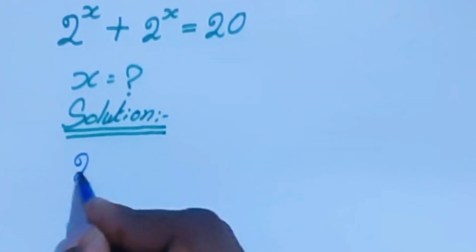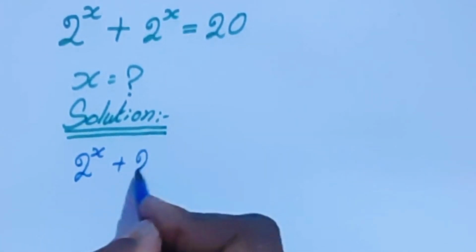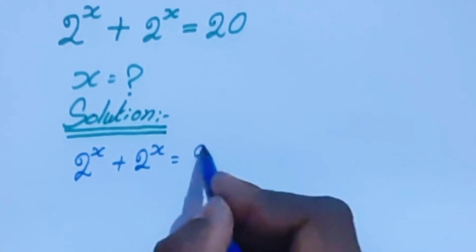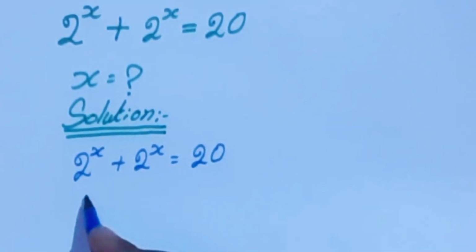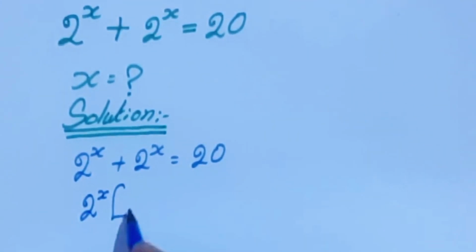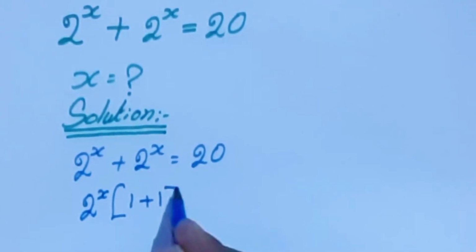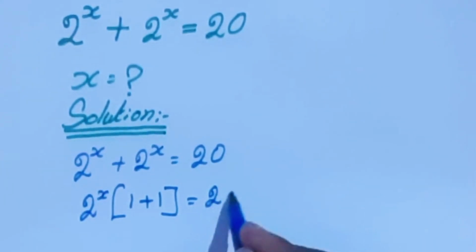Today we are going to solve this problem to find the x value. Solution: 2 power x plus 2 power x equal to 20. Here we are going to take 2 power x common out. So 2 power x, open bracket, 1 plus 1, equal to 20.